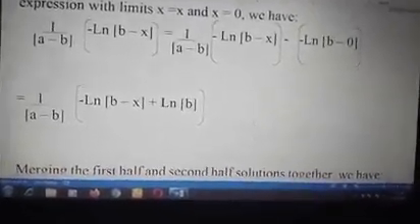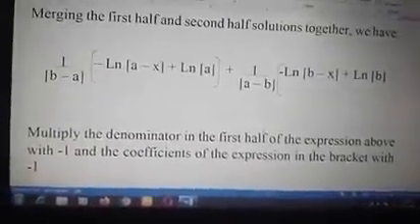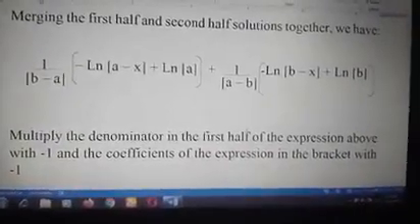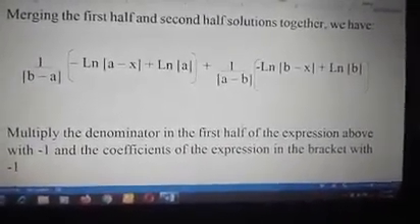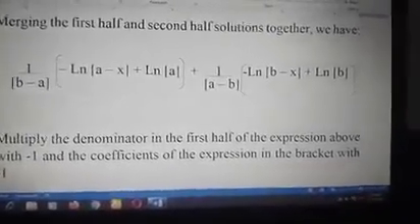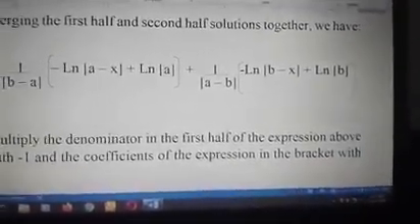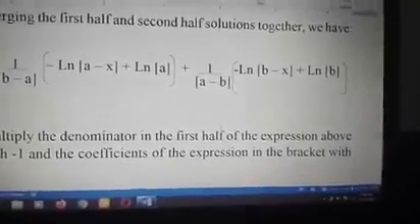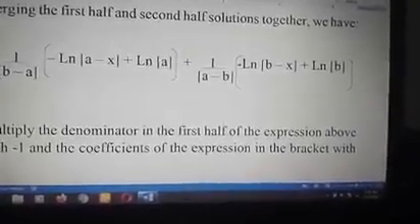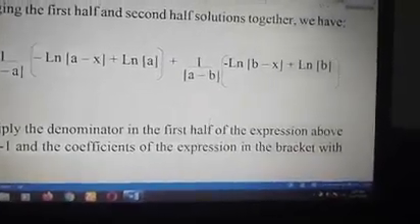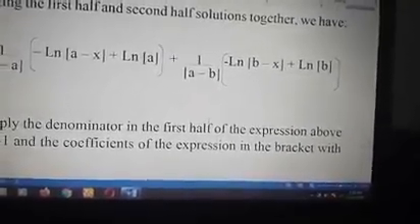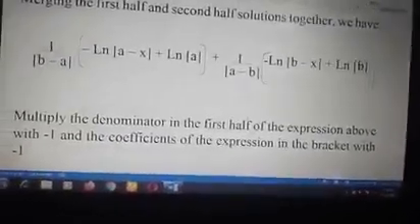Then plus ln b. Merging the first half and second half together, we have 1 over b minus a, bracket opens, minus ln a minus s, bracket closes, plus ln a, bracket closes, plus 1 over a minus b, in a bigger bracket, minus ln, a smaller bracket, b minus s, bracket closes, plus ln b, then the bracket closes.